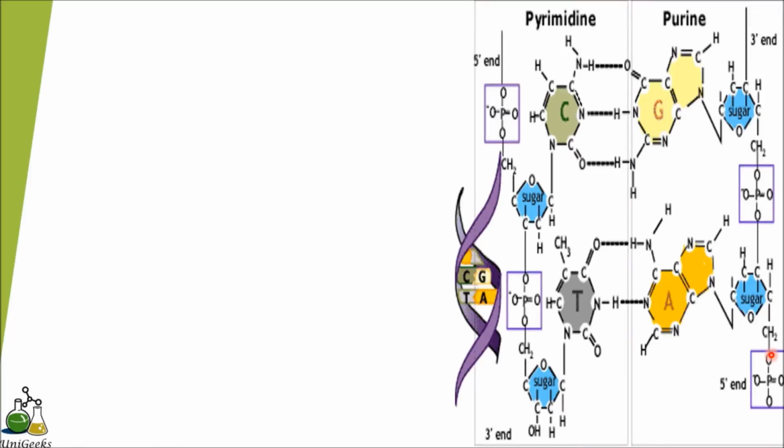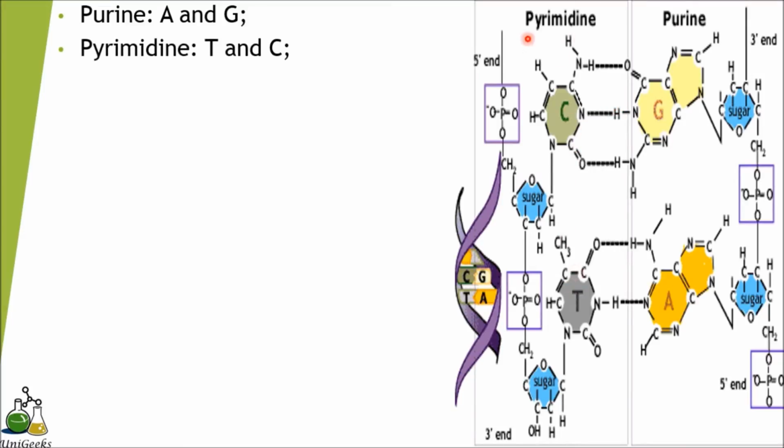Here we got a structure of the DNA. We got adenine, guanine, thymine, and cytosine. Adenine and guanine are purines, thymine and cytosine are pyrimidines. If we look at the structure here, adenine and guanine contain 2 carbon rings, while thymine and cytosine contain 1 carbon ring. So this is the reason why thymine and cytosine are pyrimidines, and adenine and guanine are purines.